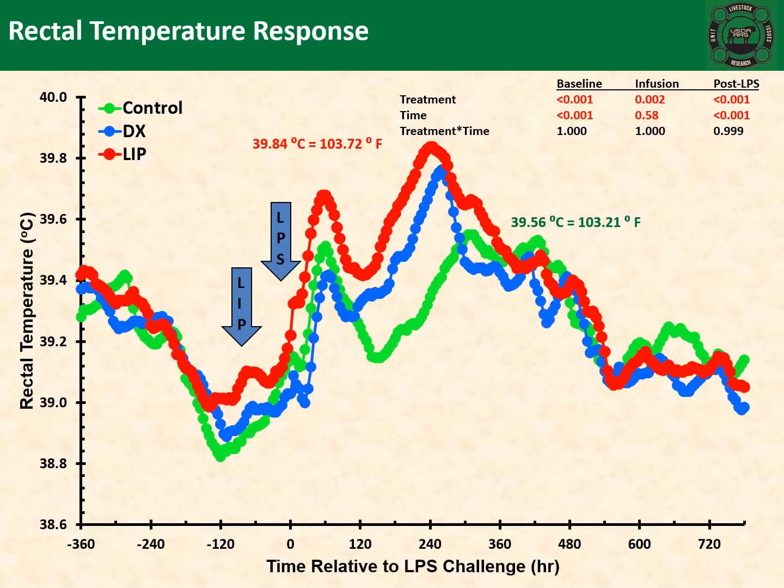The dextrose group, represented by the blue line, was administered a 50% dextrose solution at 0.5 milliliters per kilogram body weight immediately prior to the LPS challenge. And the third group, the lipid group, represented by the red line, was administered a 20% Intralipid solution at 0.5 milliliters per kilogram body weight per hour from 1 hour before until 6 hours after the LPS challenge. These results clearly demonstrate that not only additional energy, but the source of energy the calves received can significantly influence the fever response to an immune challenge.